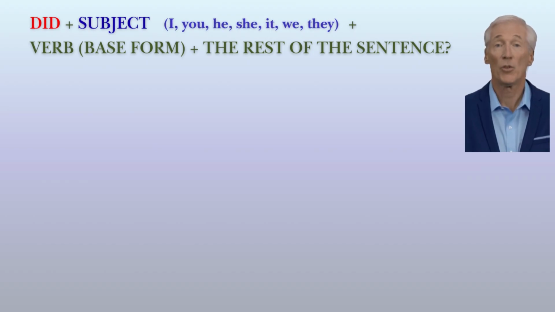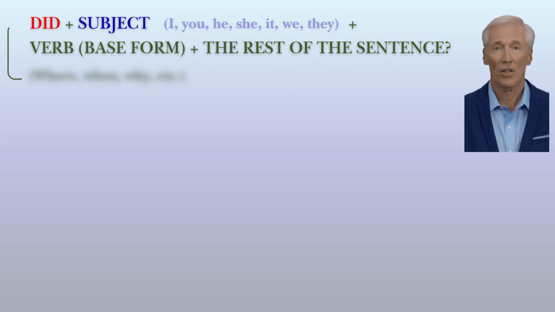Structure: we use did followed by the subject and then the base form of the main verb. Just like the negative, the main verb is never in the past tense when did is present. Why do we use questions? To ask about actions that occurred in the past. To check information we might be unsure of. To get more details, often using question words like where, when, why, which would be placed before did.